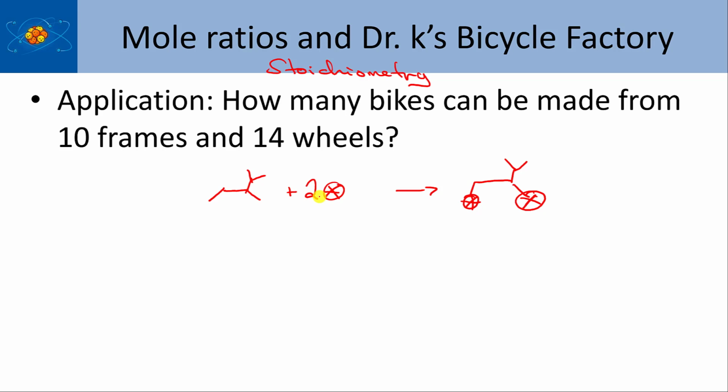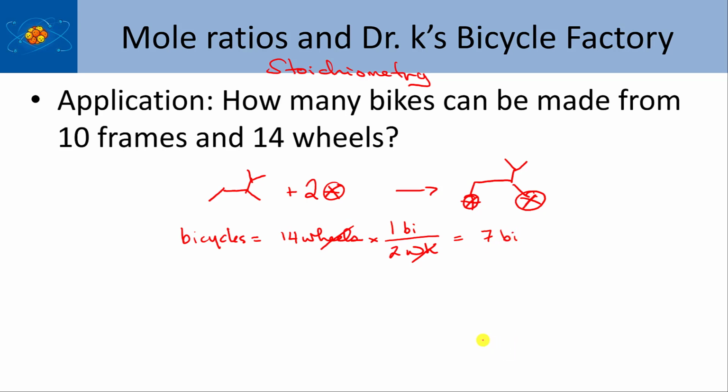So the problem sets up like this. I want to make bicycles, because remember, write down what you're looking for. And I've been given 14 wheels. And it's 2 wheels, I'll just call them WHs, for every one bicycle. The wheels will cancel, and that gives me 7 bicycles.